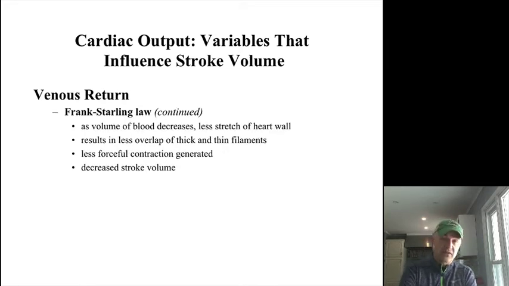Again, less stretch if there's less volume, less overlap, less forceful contractions, lower stroke volume. So decreased venous return means decreased stroke volume, decreased cardiac output.